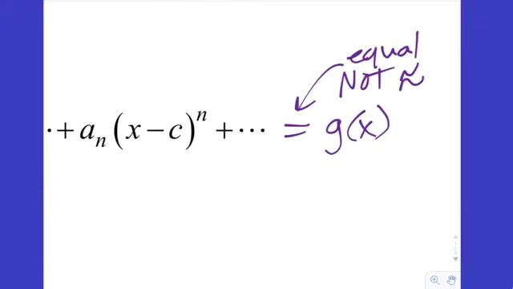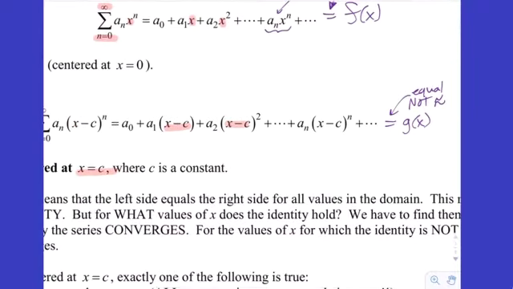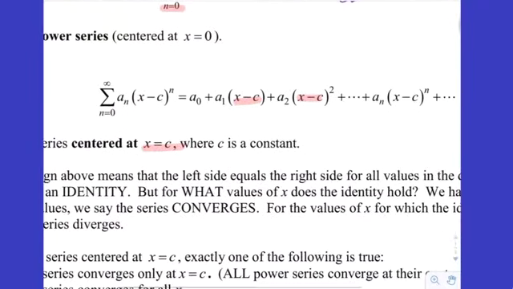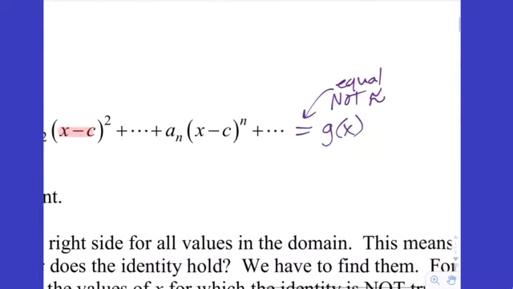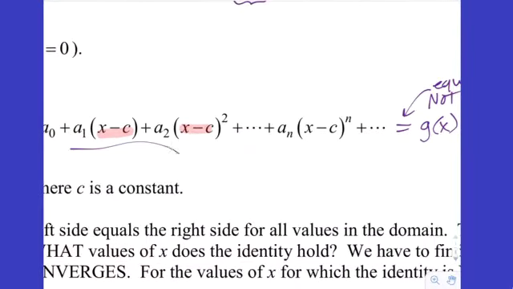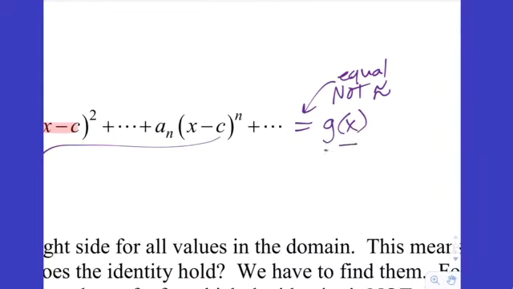Maclaurin and Taylor polynomials have finite terms and are only an approximation. They're always the same at the center, right? Always the same at the center, but an approximation everywhere else. Here we're saying it's equal to the function everywhere over a certain domain. And so that's what we're going to be interested in finding. For what values of x, then, is this polynomial function truly equal to the function it's representing?